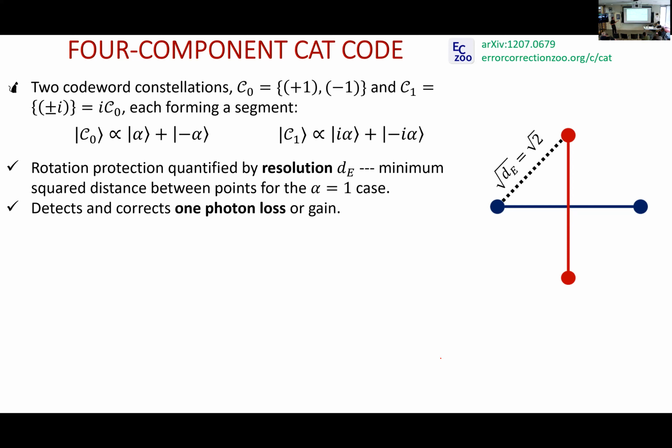And this is why you need multiple superpositions. This is why you need not only well-separated points, but also uniformly distributed points. And that's where now we start to distribute them. This is the least we can do. We can just add another one antipodally. And when we do that, you can show that this corrects 1 photon loss or 1 photon gain.